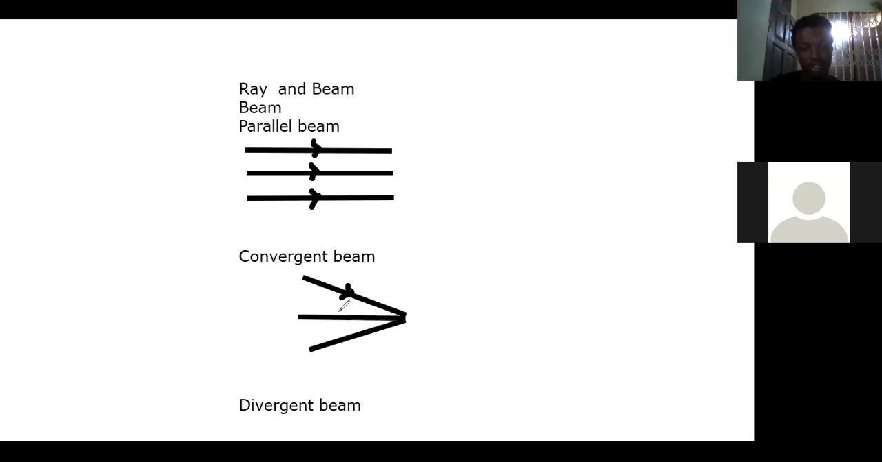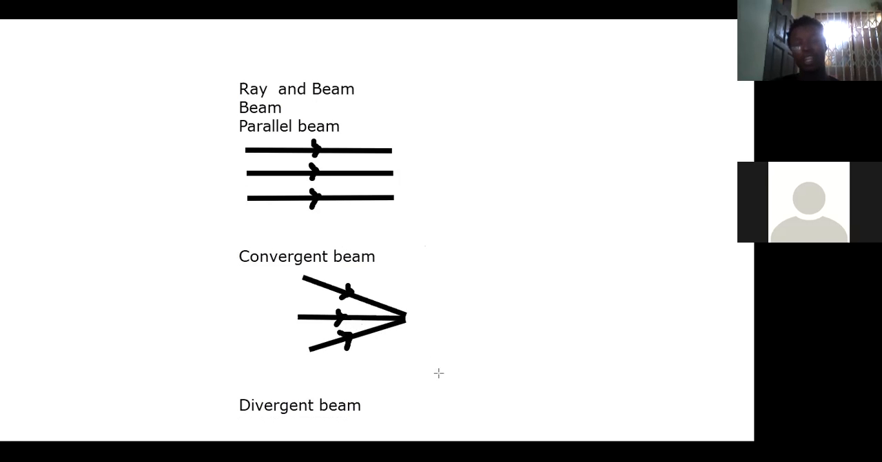So we have something like the convergent beam. So they converge at the point. So in this beam, the rays converge at a point. I hope I've made myself clear.